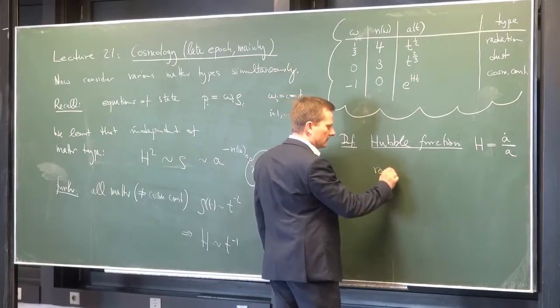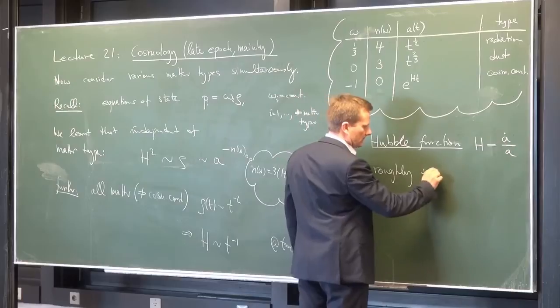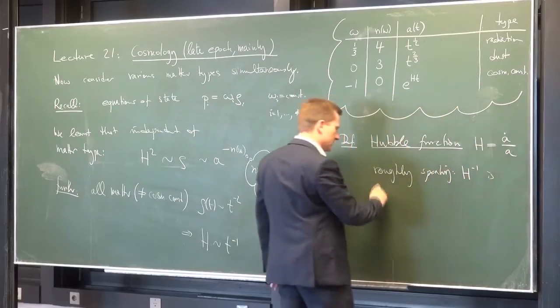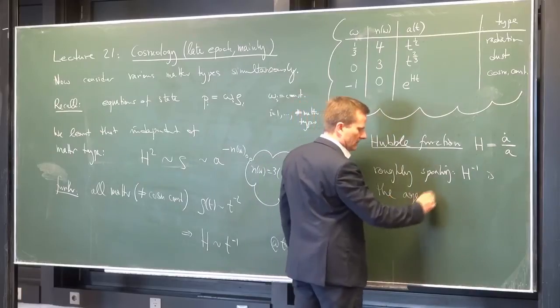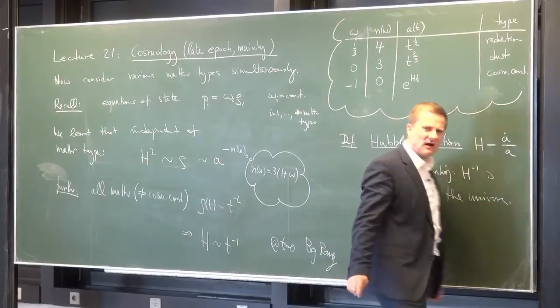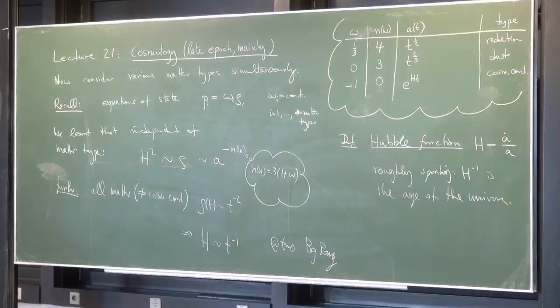And so it's related, roughly speaking, H inverse is the age of the universe. I mean, it's a rather remarkable number that you can measure the age of the universe. First of all, it has an age because it has a birthday, right? The Big Bang is the birthday of the universe. Let's hope we don't celebrate it ever.